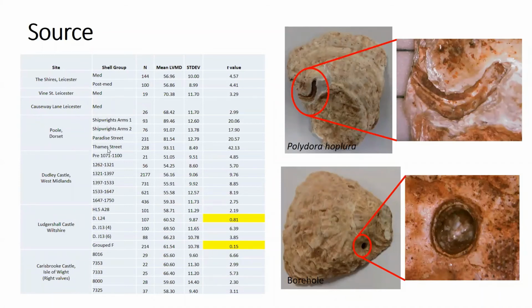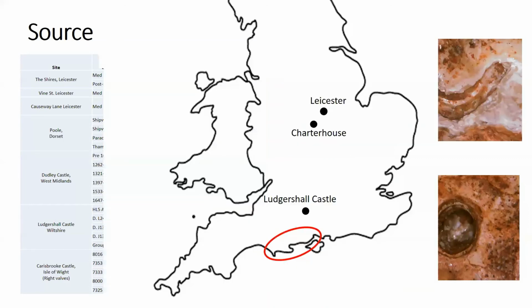And in fact, the only comparative shells I could find were from Ludgershall Castle, which is in Wiltshire. And it's believed that that castle was provisioned from shells from around the Solent. So it's likely that my shells shared a similar source. So once again, we can pinpoint roughly where the shells were coming from in the country. And this time it's somewhere in the Solent towards Poole, but not Poole itself. So this wasn't the main aim of the study, but it's nice just to have that information to hand.